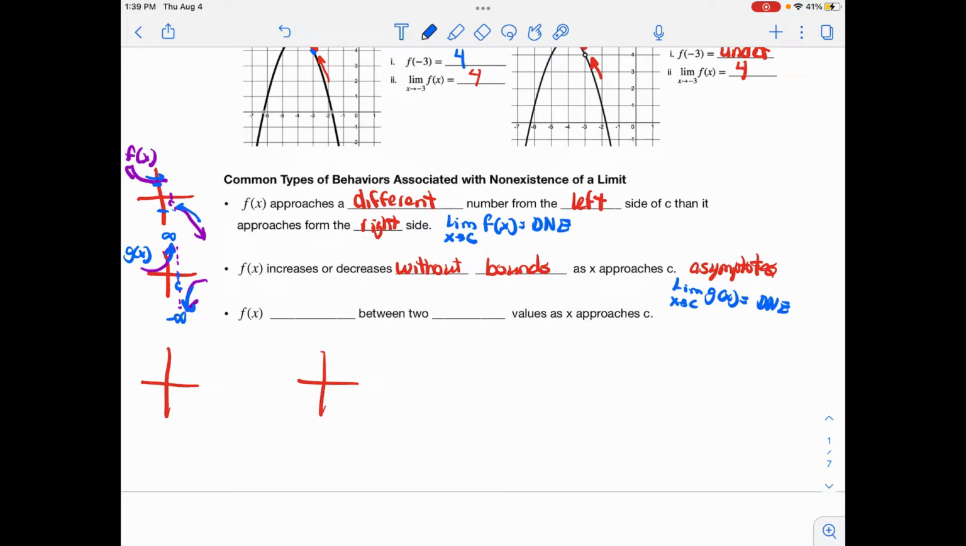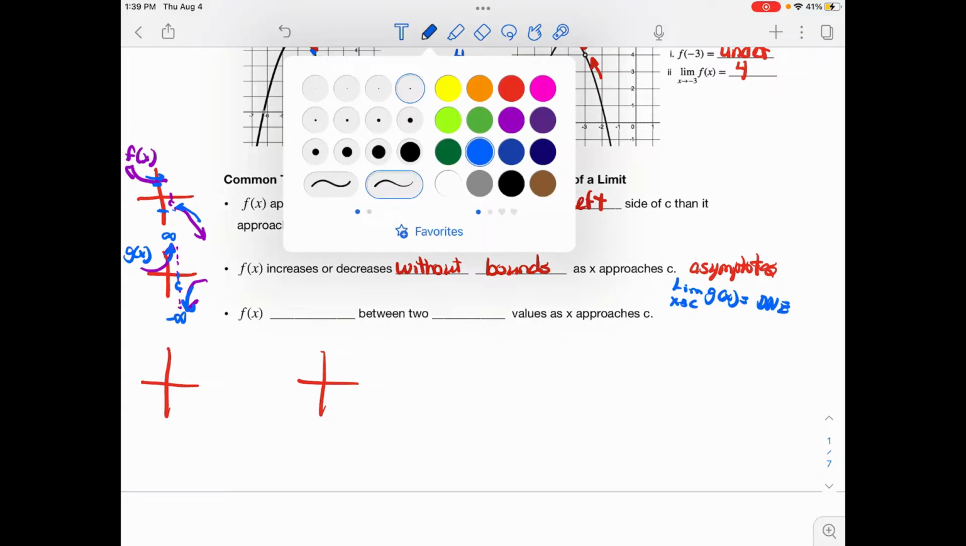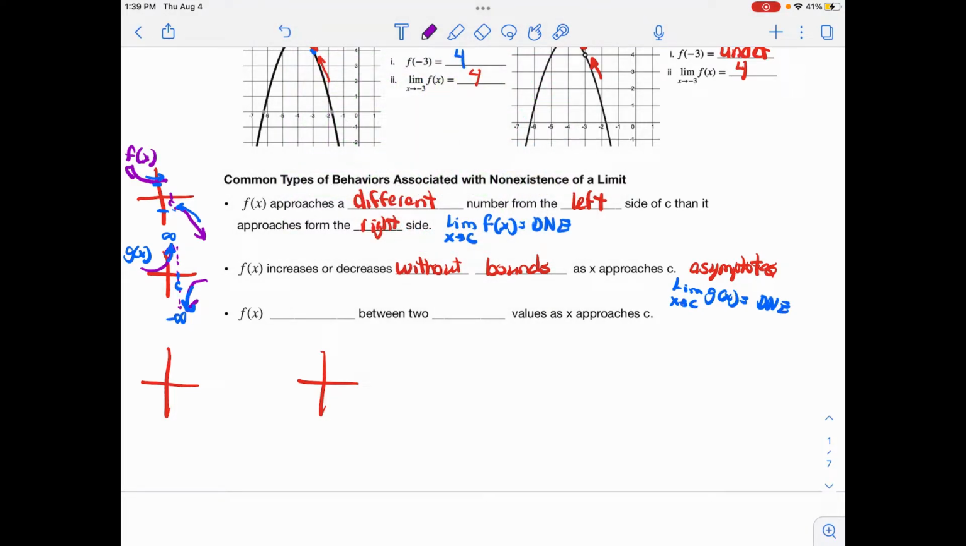Now, I do want to say one caveat for this type of example, where it goes without bounds. There are some cases where we will be a little bit more exact. For example, let's say we have this rational function. It's approaching that asymptote here. If I look at what's happening to this graph as x approaches this c value, from the left, it's approaching infinity. From the right of c, it's also approaching infinity. So it's growing without bounds, so technically the limit does not exist.